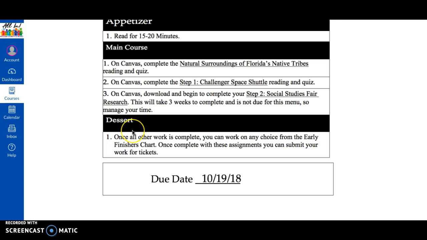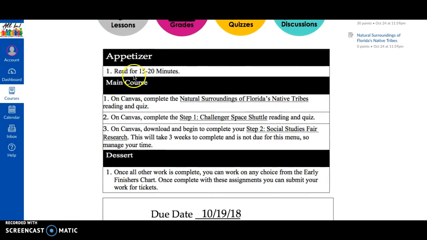Then you'll see down here a menu, and there's read for 15 minutes. You can do that in the beginning or at the end of your main work. This is the main course, and this is your main work that has to be complete. And once all this stuff is finished, you should do this, and then after you do this, you can do the dessert.